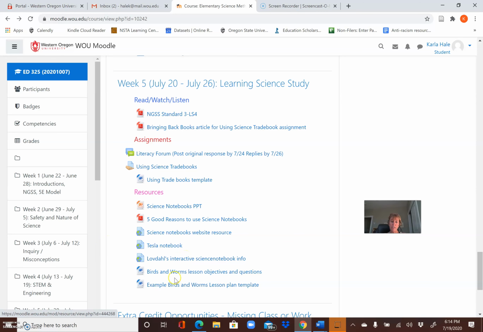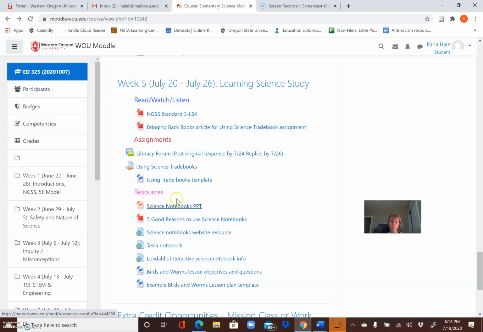Below that is actually an example of a PLT activity that was used and modified for outdoor school. This one was called Birds and Worms. And this is an example of the lesson plan that you're going to write up. So you'll get a chance to kind of see where you're going with this. And so you don't need to write it this week. That will come next week.